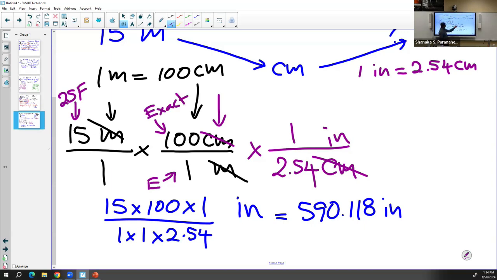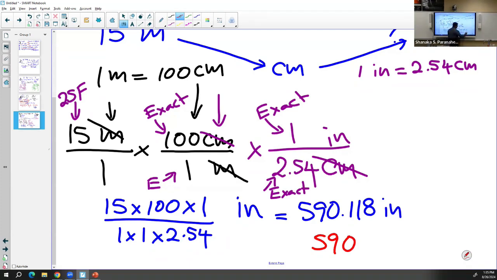So in the last column, this is the exception. Both of these values are exact values, so we do not count significant figures. So then there's only one measured value. It has two significant figures. So we are going to round this to two significant figures. What is the answer? 590, like this without the decimal point, so it has two significant figures. Or the answer in scientific notation. Both of these answers are correct.